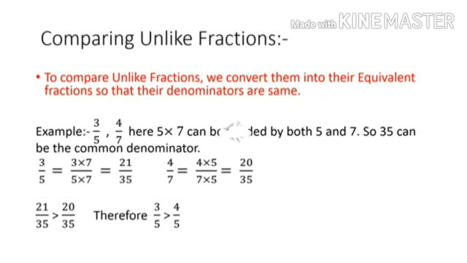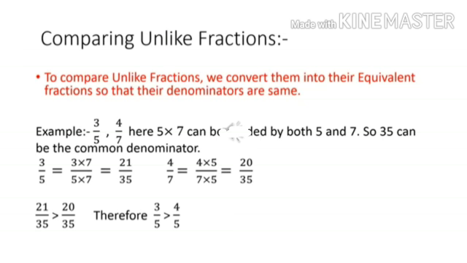You have two methods. First, we have to check the connection between the denominators. If one of the denominators is a multiple of the other denominator, we can use that method, or you have to find the first common multiple of both the denominators.